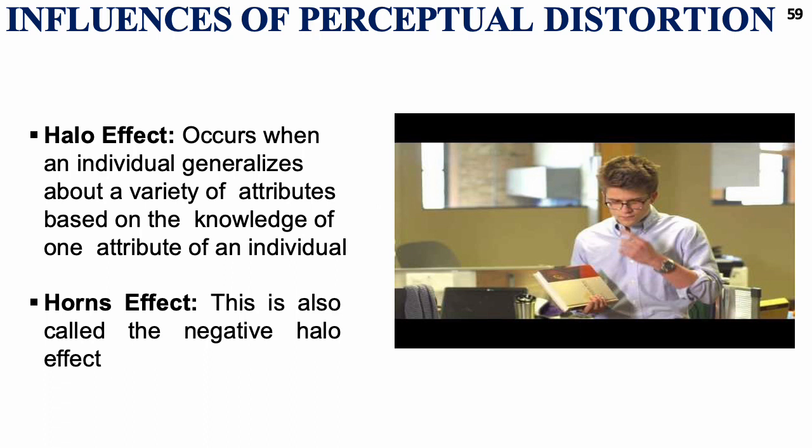So, for example, their food is fresh, positive characteristic, so their food must be healthy. Their food is fresh, so their food must be good, right? So they take one positive characteristic and they extrapolate that to mean that the entire product is good, or the entire person or service is good. The horns effect is the opposite. So you take one negative characteristic and you assume that because of that one negative characteristic, the whole thing, whether it's a product, a service, or an individual, is bad.